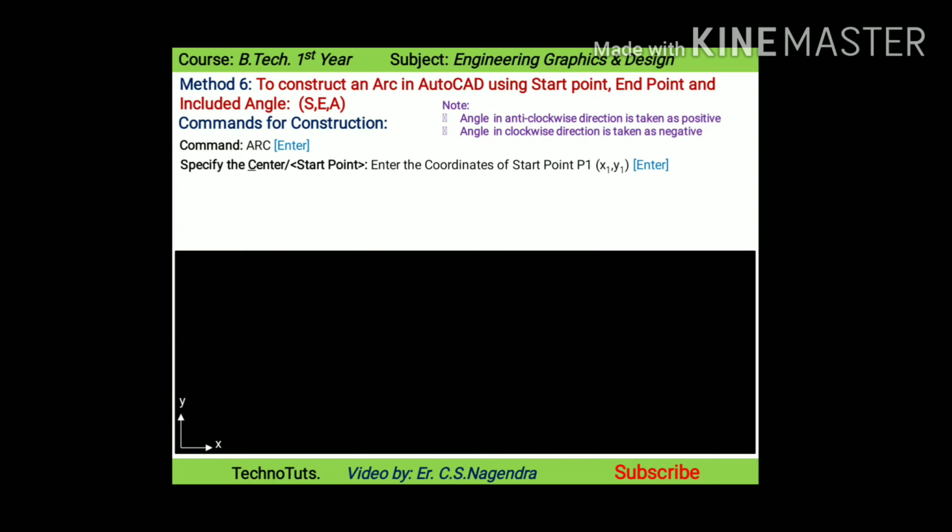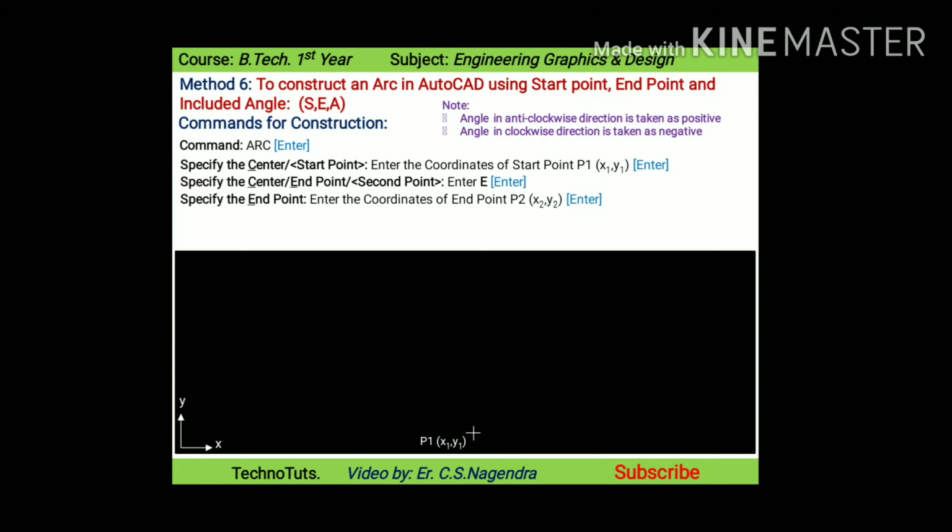So at the command prompt type arc and press enter key, you will see viewport will get visible on the screen. Now computer will ask you specify the center or start point. Enter the values of the coordinates of the start point, say point P1 and press enter key. You will see point P1 will be visible on the screen. Now computer will ask you specify the center, end point or second point. Type there E and press enter key.